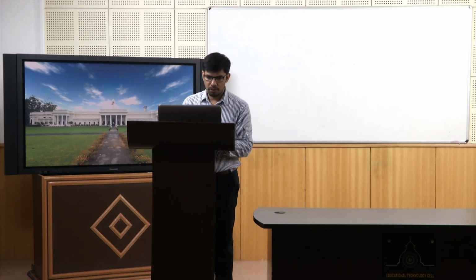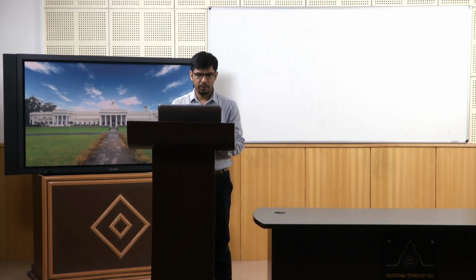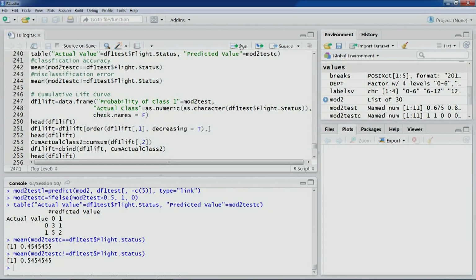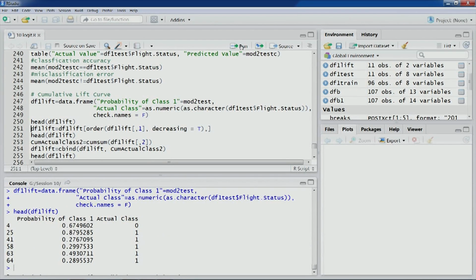So as we have been doing for plotting the cumulative lift curve, first we create this data frame where the first column has the probability values, and the second column has the actual class. Let's look at the first 6 observations. So we can see that these are the values. This is for the test partition.